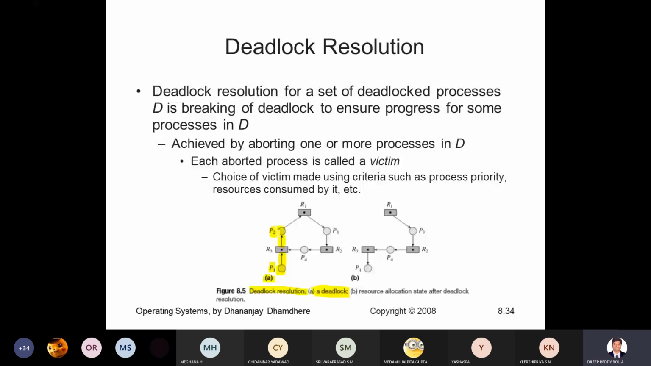It's like a chain loop, it's going on, right? But this resource R1 is allocated to the process P3. Until P3 is completed, the resource cannot be released. And this P3 is requesting a resource R2. Further, this resource R2 is given to the process P4. And this process P4 is requesting resource R3.